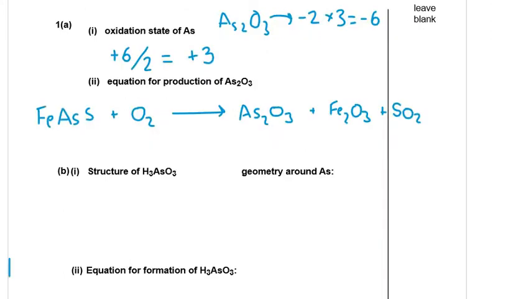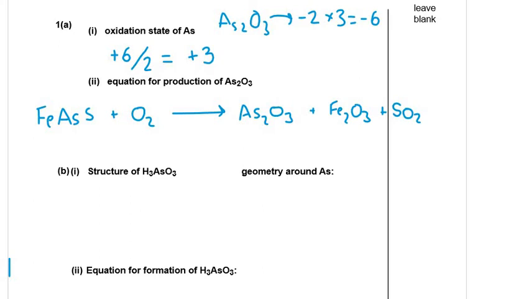So using the information that we've been provided with, we should be able to construct an equation like the one written here, where we have the arsenopyrite reacting with atmospheric oxygen to produce the arsenic oxide, the arsenicum album, the iron 3 oxide, Fe2O3, and sulfur dioxide.